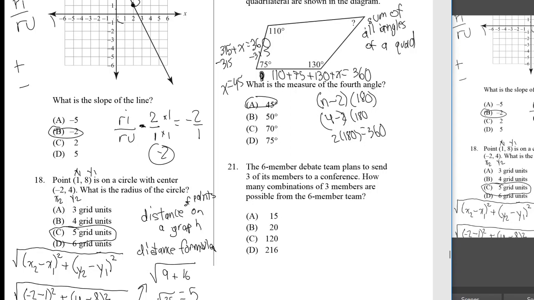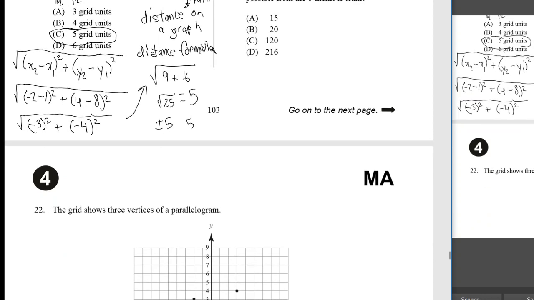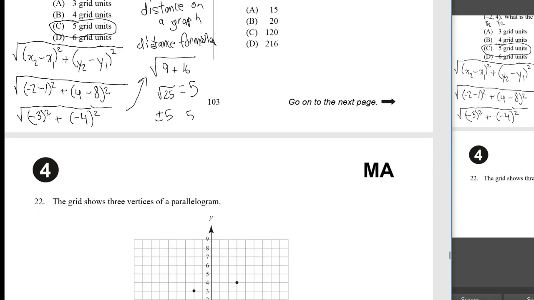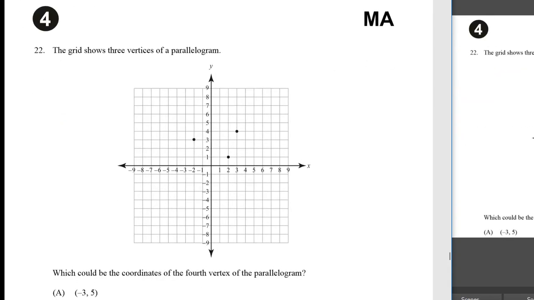Let's skip this one for now and come back to 21. I will definitely go over it. It's just a little bit more time consuming because I have to go over 2 concepts rather than just one, so we'll come back to 21. Alright, maybe towards the end of the video or in the next video.